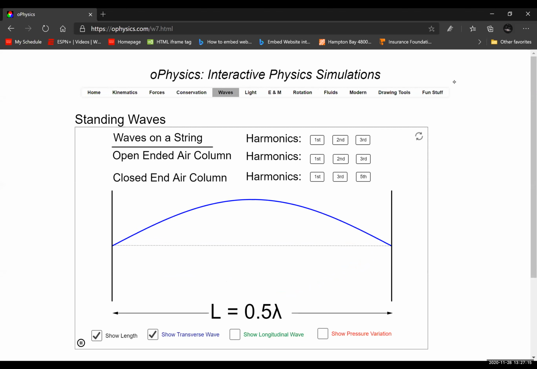And obviously, this is a very small frequency, right? So that's why you can see it going back and forth. When the frequency is, let's say, 100 or 200 hertz, you're not going to be able to see it going back and forth. You just basically see the standing shape. But this is slow so that you can see what's going on.